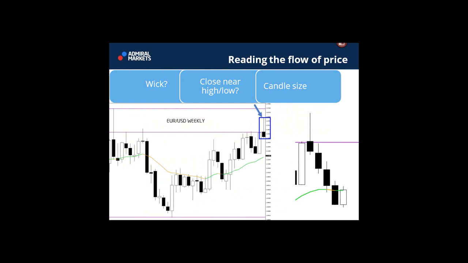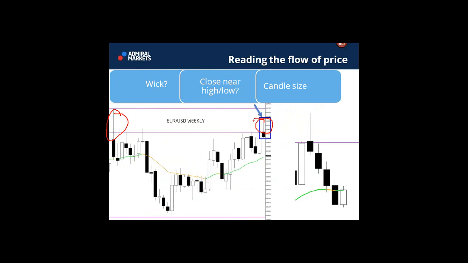So, reading the flow of price. In my opinion, the three basic core elements when looking at a candle are: is there a wick? Is the close near the high or low? And what is the size of the candle? Now, these three things you might already know, but they're important because a big wick, for instance, here on the left, you can see a big wick, or here as well, that indicates weakness.